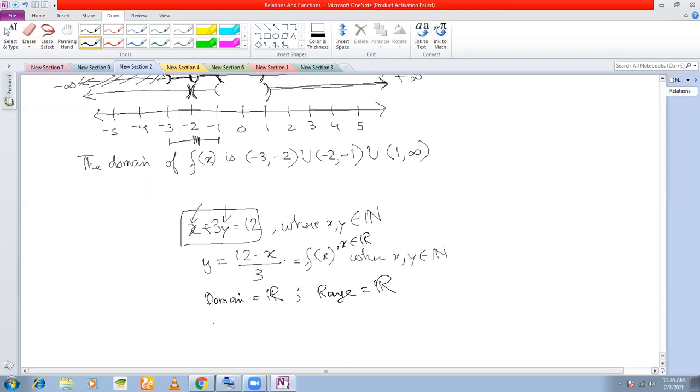But here you have a reason to assume otherwise. It was given that x and y both belong to natural numbers. So f: N to N. Yes, sir, N to N. That is what I was asking you. If N to N is given, then your domain is N. What about the range? The range should also be N. You will only take values that are in natural numbers.